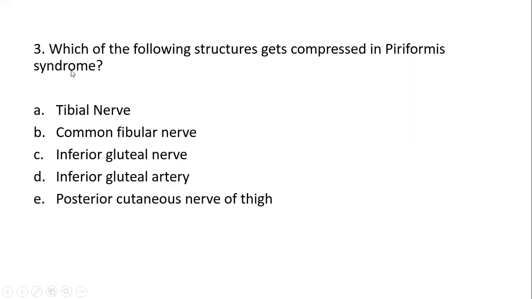Which of the following structures gets compressed in the piriformis syndrome? It's a very commonly observed syndrome in these orthopedic OPDs and surgical OPDs. Tibial nerve, common peroneal nerve, inferior gluteal nerve, inferior gluteal artery, and posterior cutaneous nerve of thigh. Now you must remember that piriformis is an important landmark in the gluteal region. So you must know the different structures that are related to the piriformis muscle.